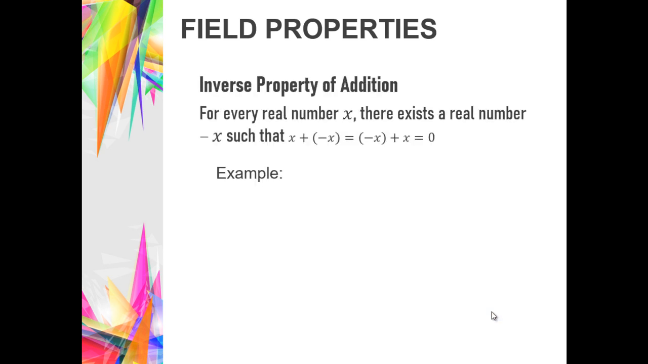Now, for examples of this property. For example, I have here 2x plus negative 2x equals 0. Then negative 100 plus 100 equals 0. Then 0 equals negative 5a plus 5a. Any of these forms are using the inverse property of addition.